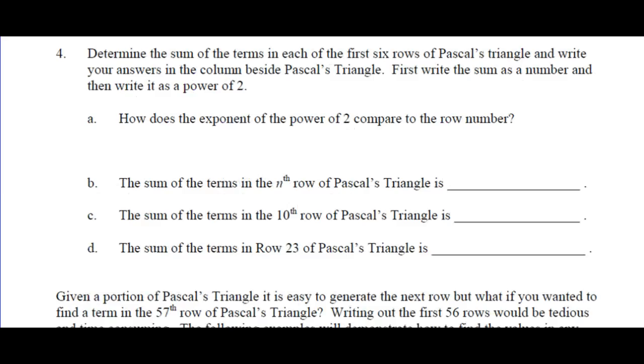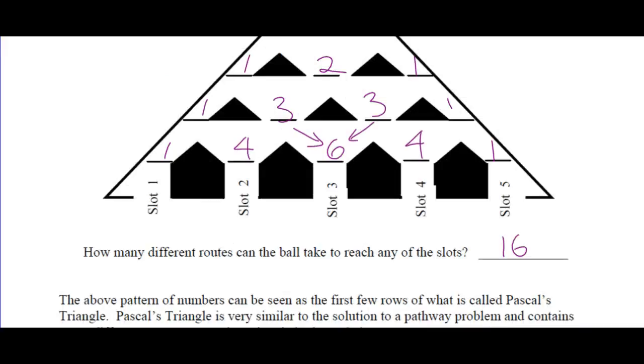Are we going to do the sum too? Yeah. Here. Determine the sum of the terms in each of the first 6 rows of Pascal's triangle and write your answers in the column beside Pascal's triangle. First write the sum as a number, then as a power of 2. Okay, so let's go back.